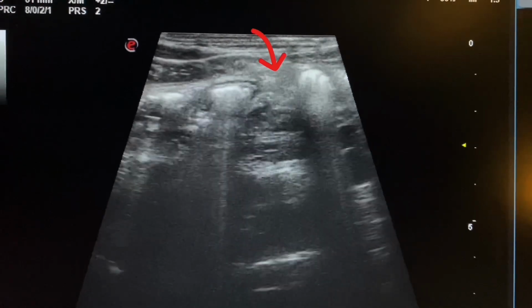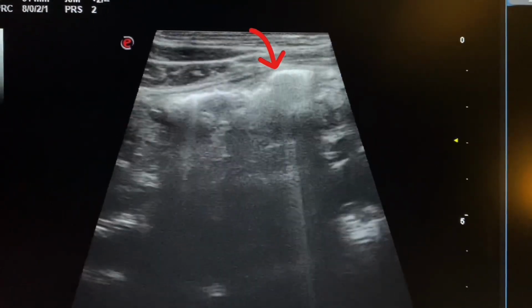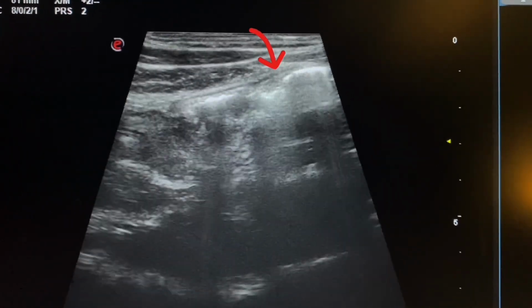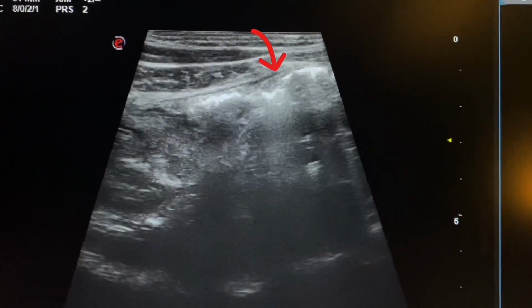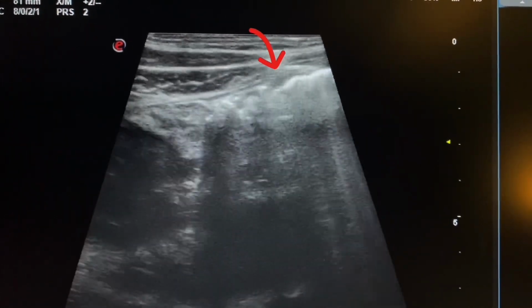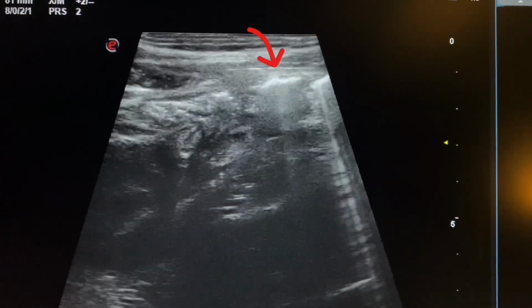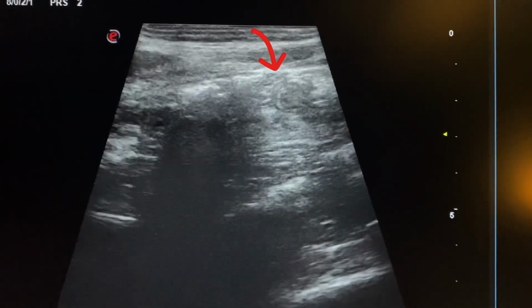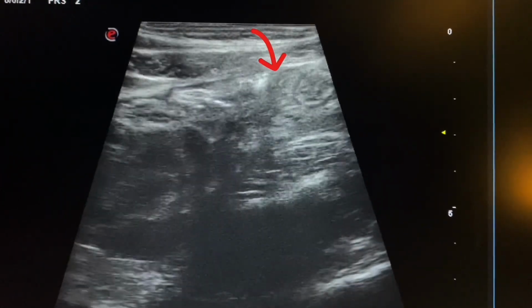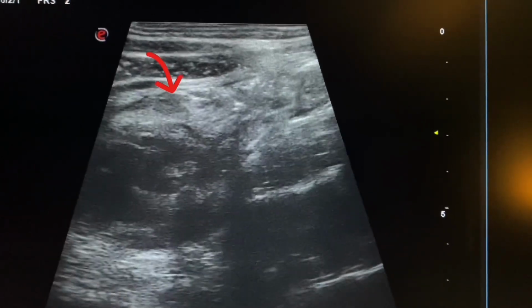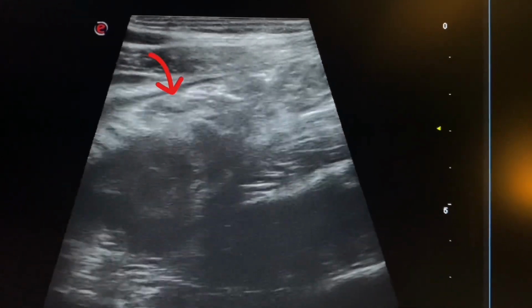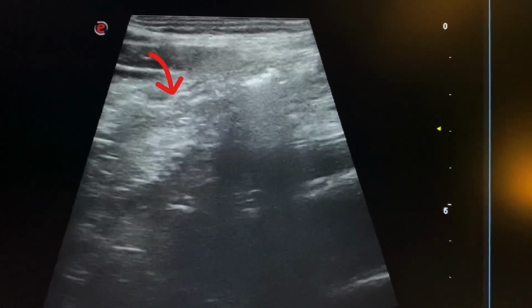Now we continue scanning from distal ileum to the cecum. The walls of small intestines are not visualized and are normal. Now the small intestine is continuous with the cecum.